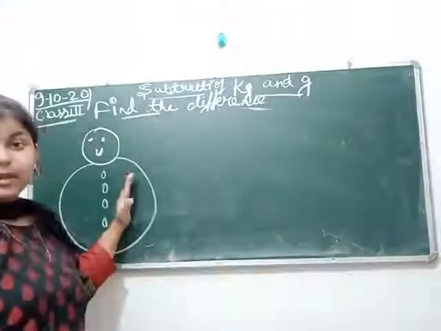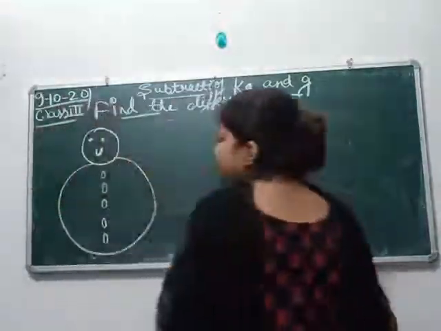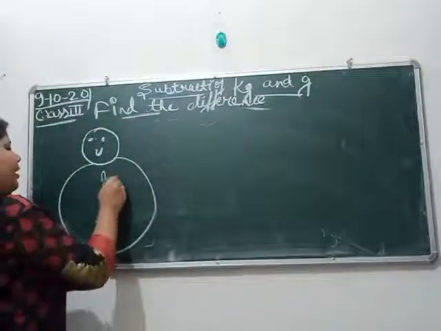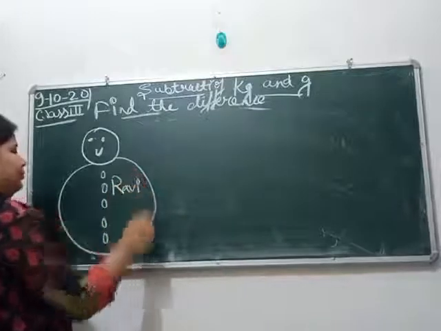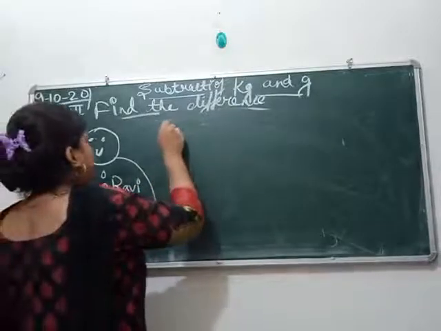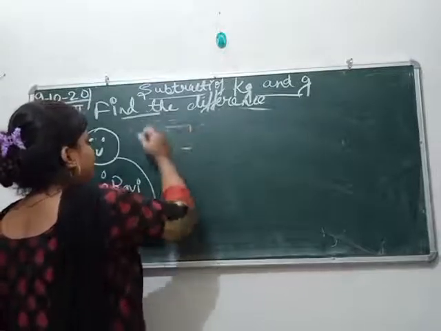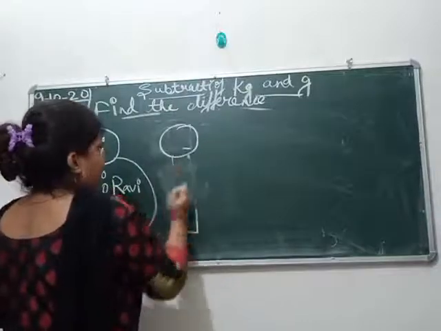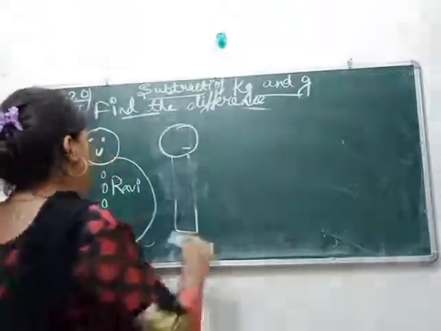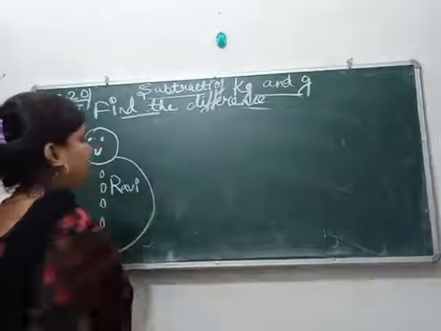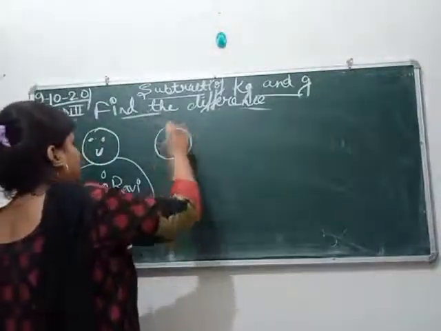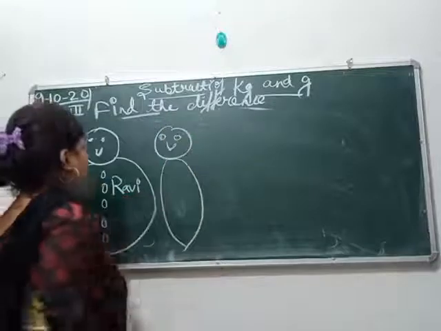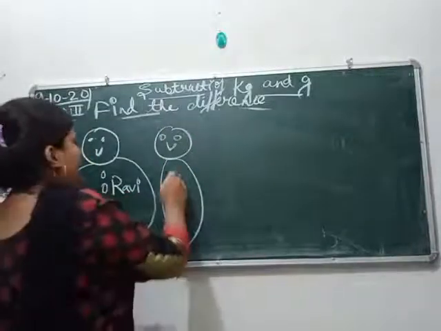Who is he? He is a boy and his name is Ravi. Okay, let's name him Ravi. And he is also a boy. He doesn't seem like a boy though, but he is a boy. He is also a boy, seems like a butterfly. So his name is Ram.